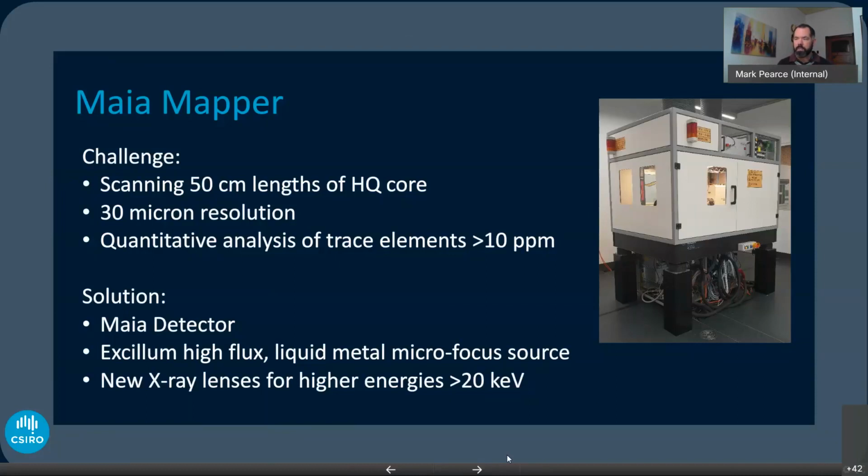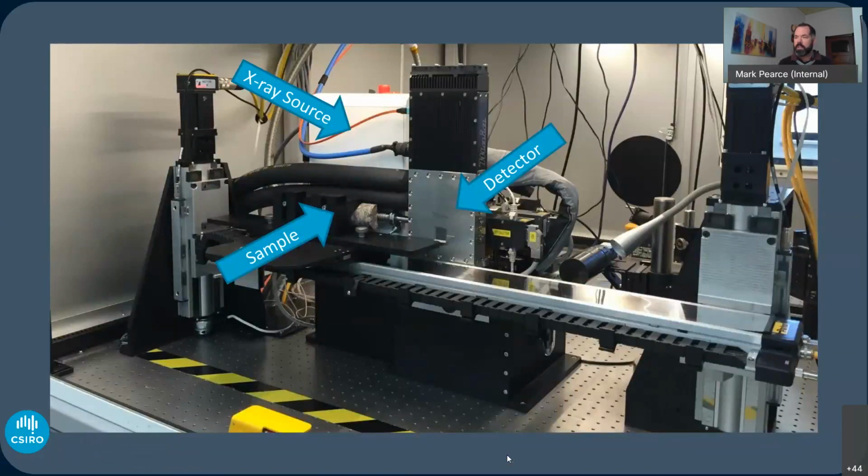So what does this look like inside? If we open up the box, you can see the X-ray source at the back and the detector, where the X-ray beam is threaded through this central window. The beam comes through and hits the sample, which is mounted vertically. This is a piece of half core, and it moves backwards and forwards in front of the X-ray beam, and the X-rays are collected in a backscatter geometry. We can map samples of half core with timescales on the order of a day or so to get that high definition image.